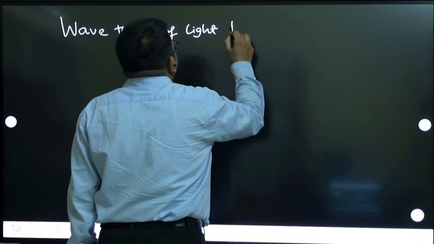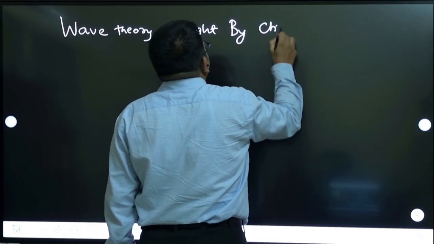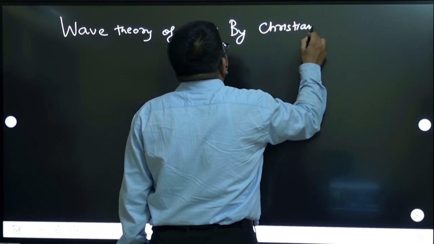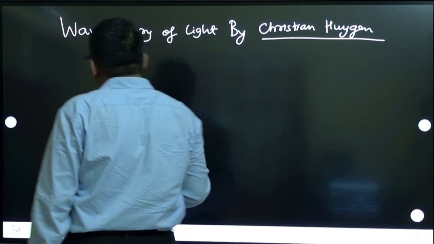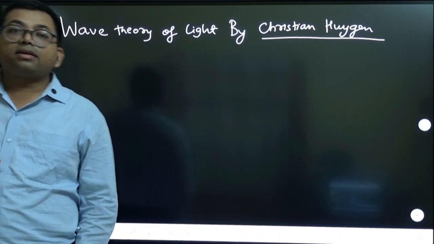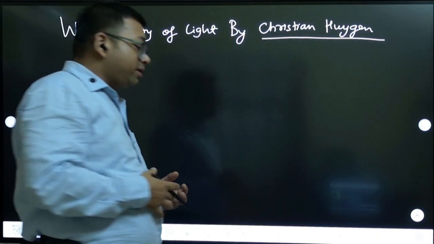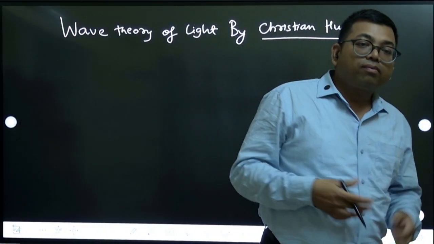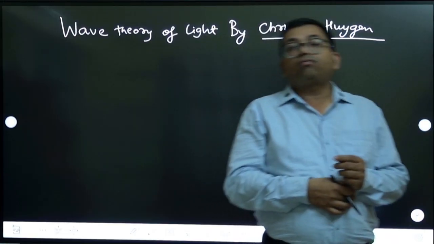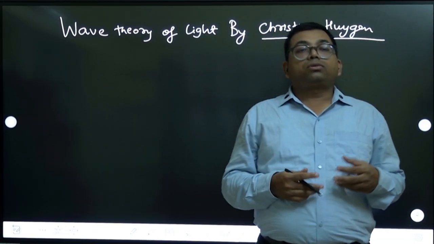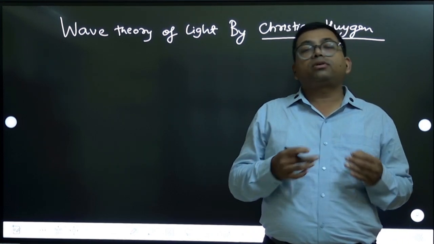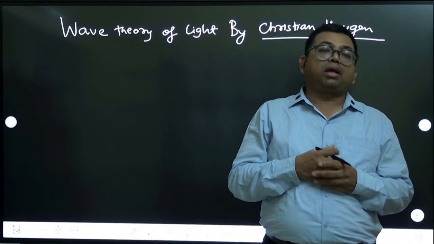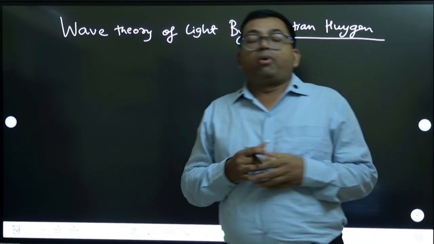Wave theory of light by Christian Huygens. Okay. So Christian Huygens gave the wave model of light. He explained the behavior of light by considering it as a wave. I'm not going into much detail of all that theory, but I will try to mention some important points.